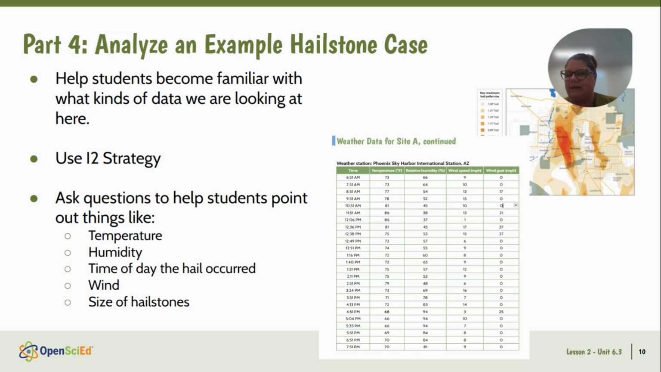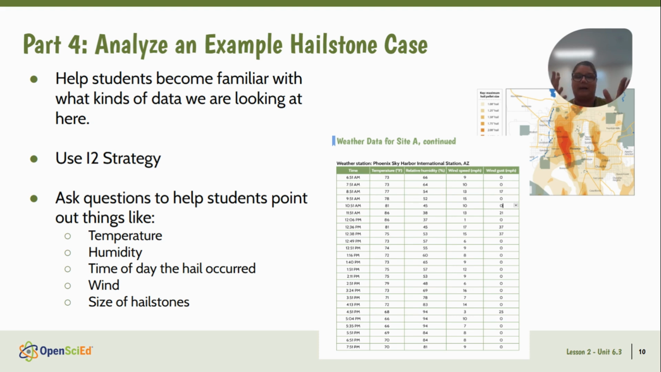We notice that it tells when the hail happened on that map piece. It also tells us if there were any big shifts in the wind or any strong winds, how strong they were, and even the size of the hailstone. So those are some things we can look for, and we can model a strategy called the I-squared strategy, where they look for something they see in the data and annotate what it means.